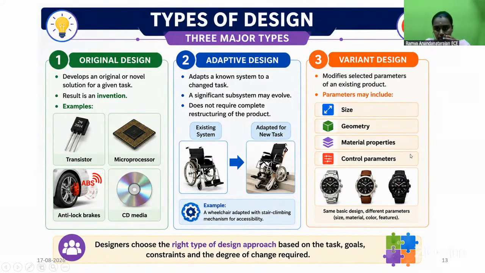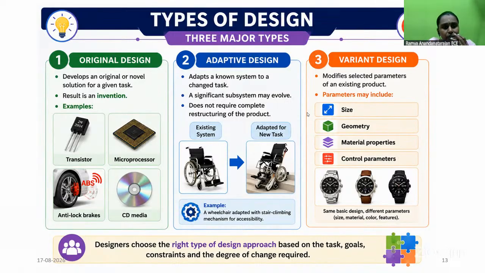And the third one is variant design. That is, you select a parameter and modify that parameter of an existing product. For example, size. So the same product can be manufactured in different sizes by changing the dimensions, or you change the geometry, change the shape of it, and make it a variant design. You change the material properties or the control parameters alone. So here you have the same watch, that is the function is the same, but you have changed the form of the watch. So this is variant design.